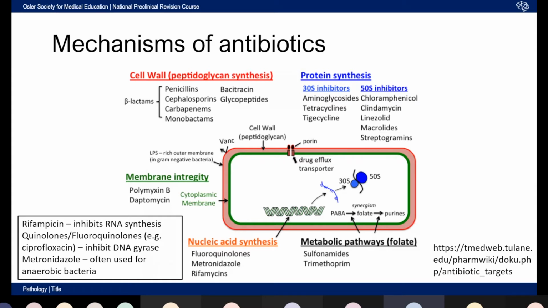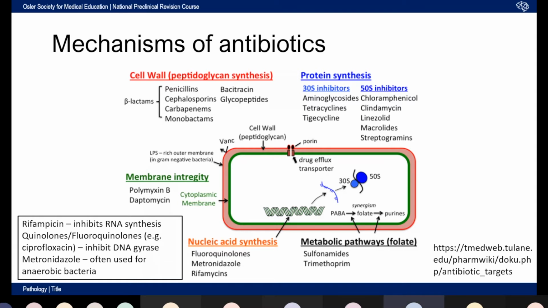Then for inhibitors of nucleic acid synthesis, we have rifampicin, which inhibits RNA synthesis, and this is used as an anti-tuberculosis drug. Then quinolones and fluoroquinolones inhibit DNA gyrase, which is an enzyme that helps with the unwinding of double-stranded DNA, and therefore these prevent DNA replication. And then metronidazole is often used for anaerobic bacteria, as this antibiotic contains a nitro group that's chemically reduced by bacterial ferredoxin, and this produces a reducing agent in the cell, which leads to damage in vital pathways.